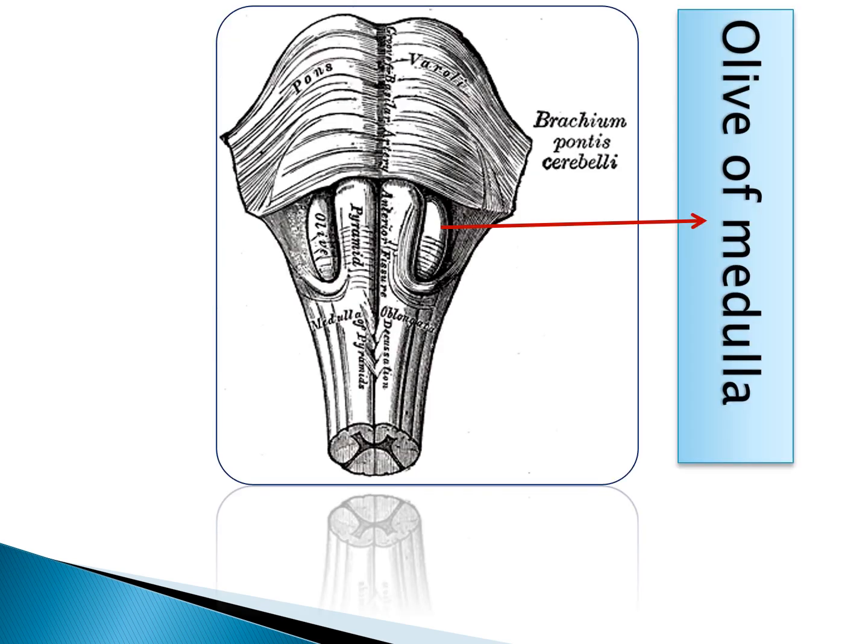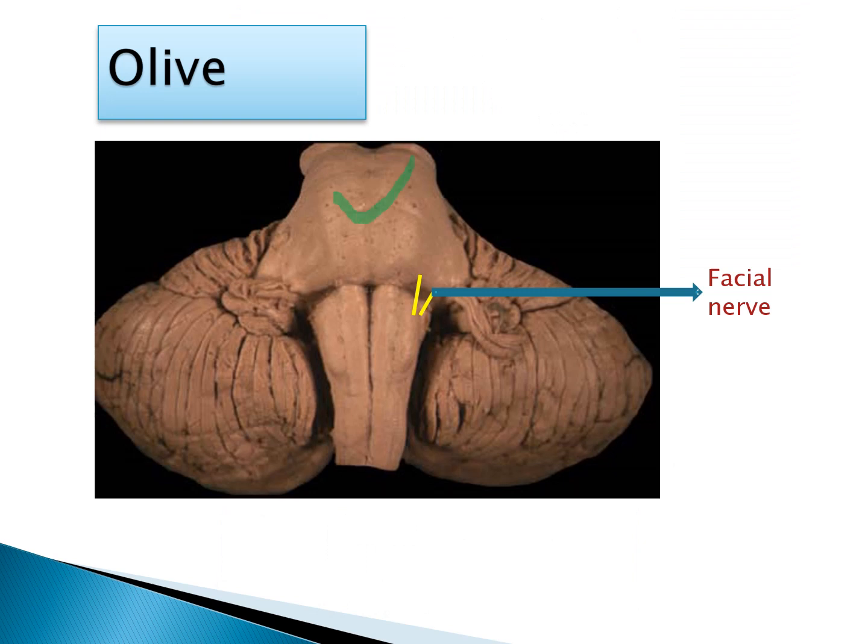So here this is again the ventral surface of the pons, and this is the ventral surface of the medulla oblongata. We have the pyramids, we have the olive. So this is the lower border of the pons. This is the anterior median fissure, anterolateral sulcus. So this is the pyramid, and this is the olive.